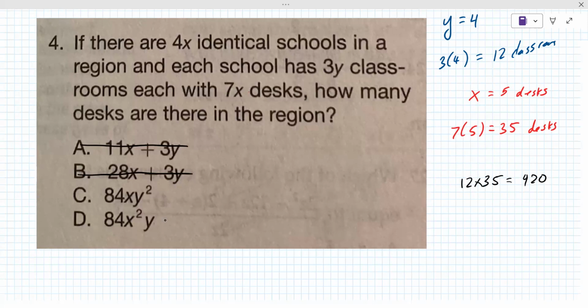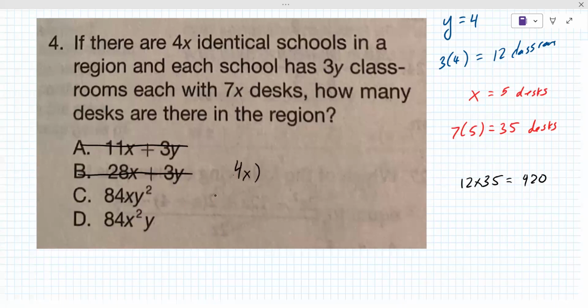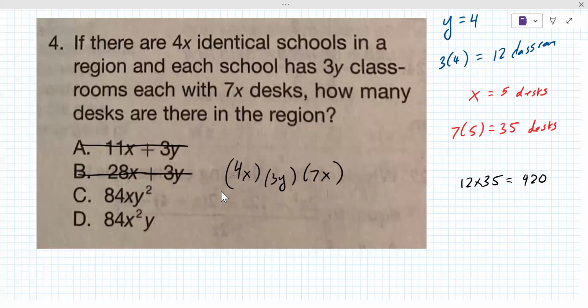Now, how can we come up with the correct answer here? Because we can't just use the numbers. What is the difference between C and D? Where the exponent is. Yes. Now, when you look at what we've done, 4x times 3y times 7x, which will have the greater exponent, the x or the y in this case? X, so it would be D, but I don't really get it.